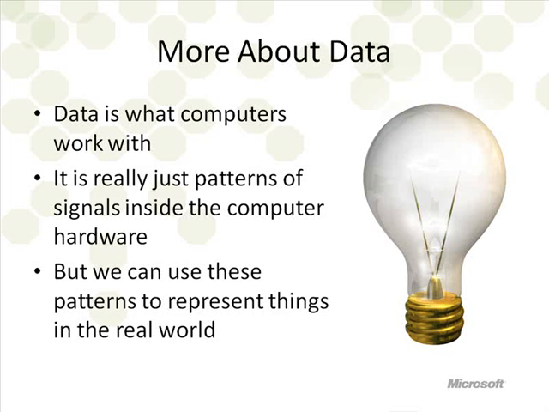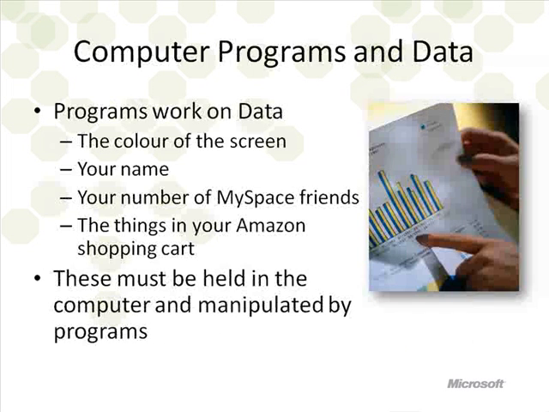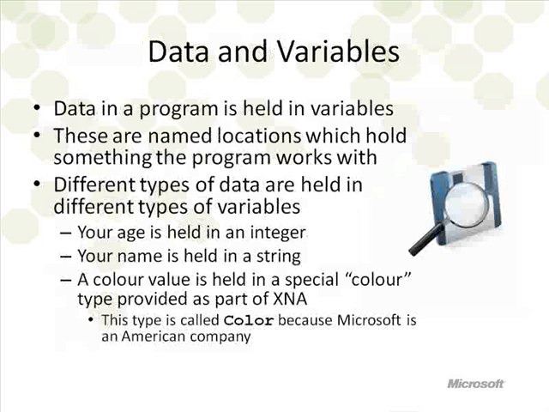And so we're going to actually use a piece of data to actually represent the light that we want to have in our lamp and the colors we're going to get. It's really important you get this. This is actually kind of important. Computer programs work on data. The color of the screen, your name, how many MySpace friends you've got, the things in your Amazon shopping cart, all that stuff's data. It's held in the computer and the programs actually twiddle with it. But all the time this is happening, as far as the computer's concerned, it's just patterns of bits.